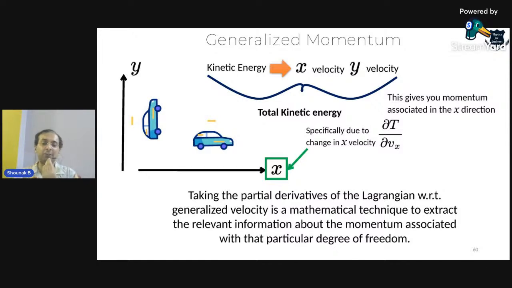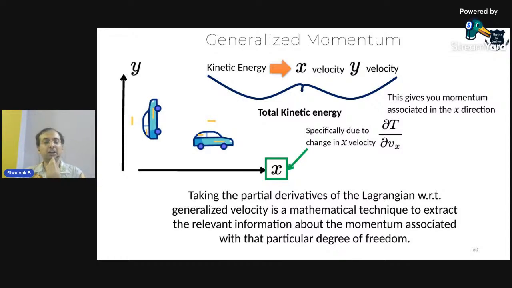Now, taking the partial derivative of the Lagrangian with respect to the generalized velocity is a mathematical technique to extract the relevant information about the momentum associated with a particular degree of freedom. So this process is fundamental to understanding the dynamics of the system within the framework of Lagrangian mechanics. Because we are dealing with so many values, one normal derivative won't help us. So taking the partial derivative of the Lagrangian with respect to generalized velocity helps us extract these things.